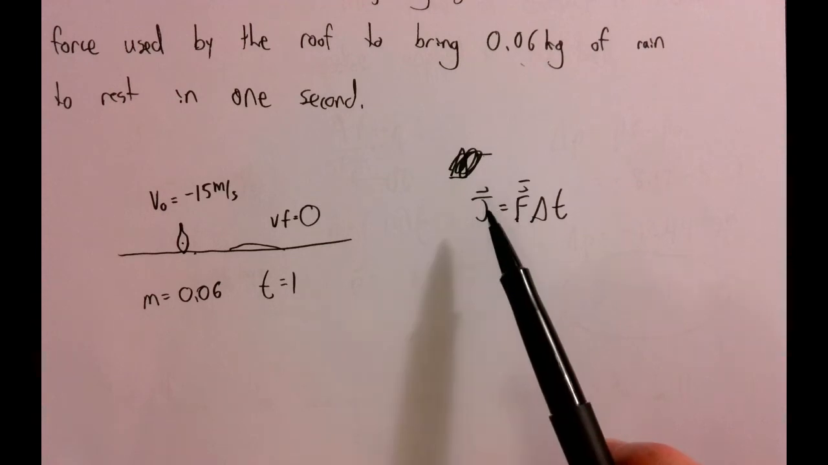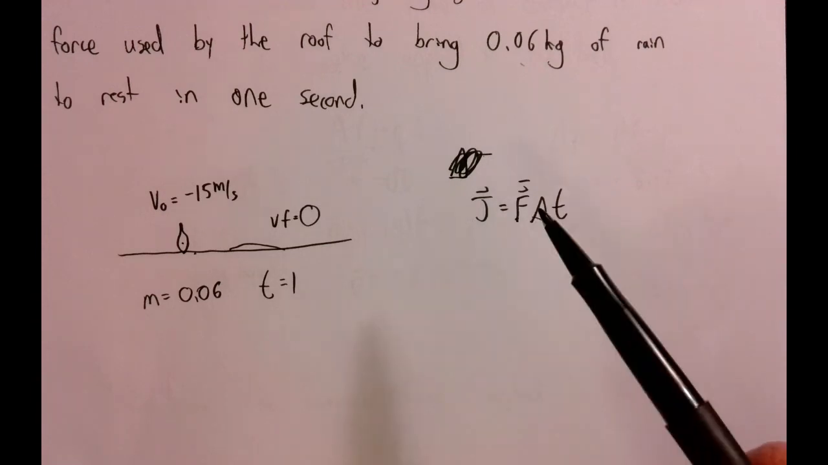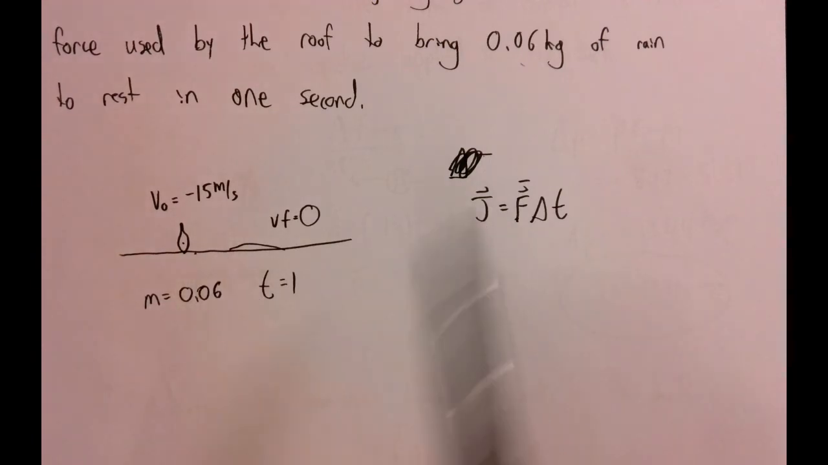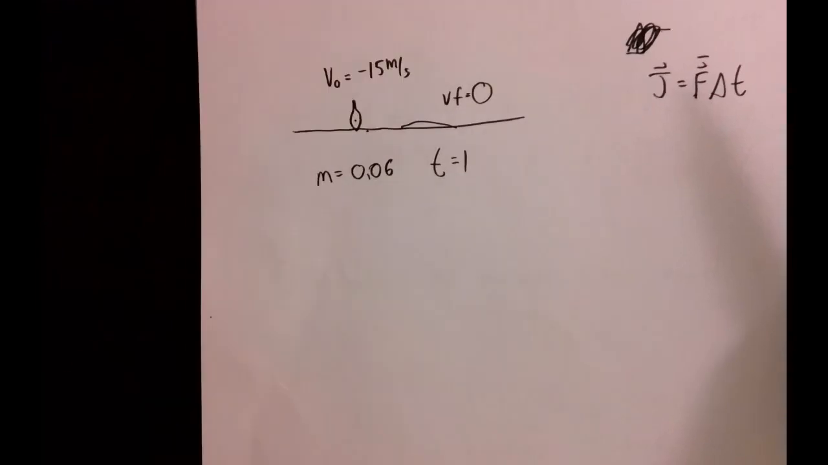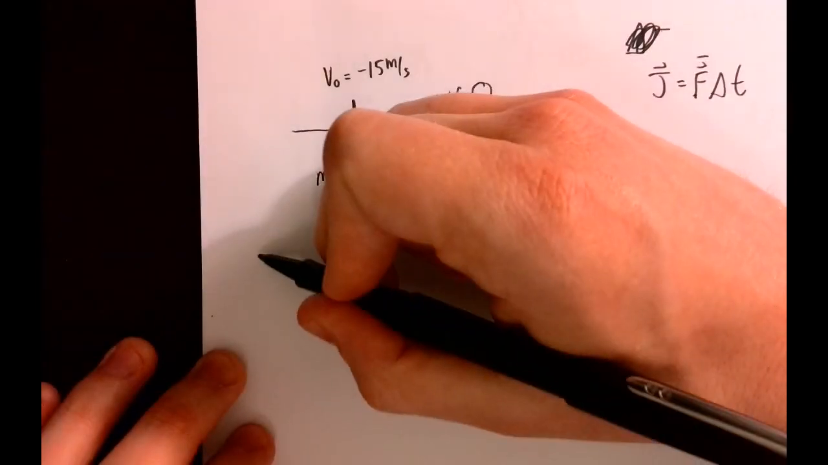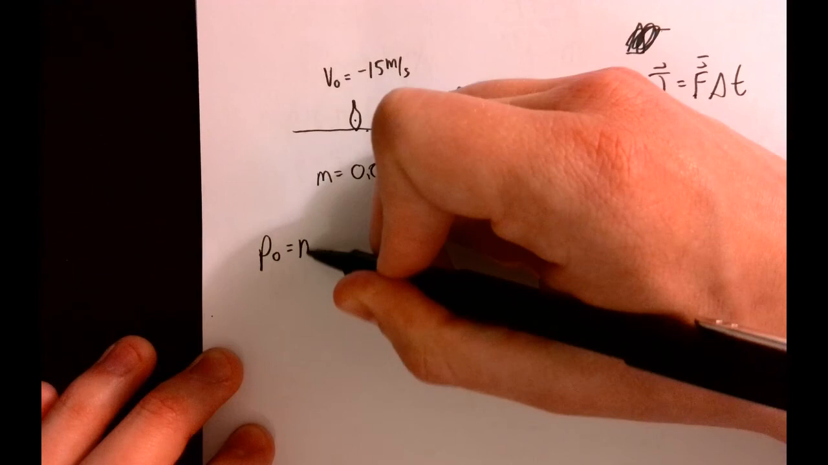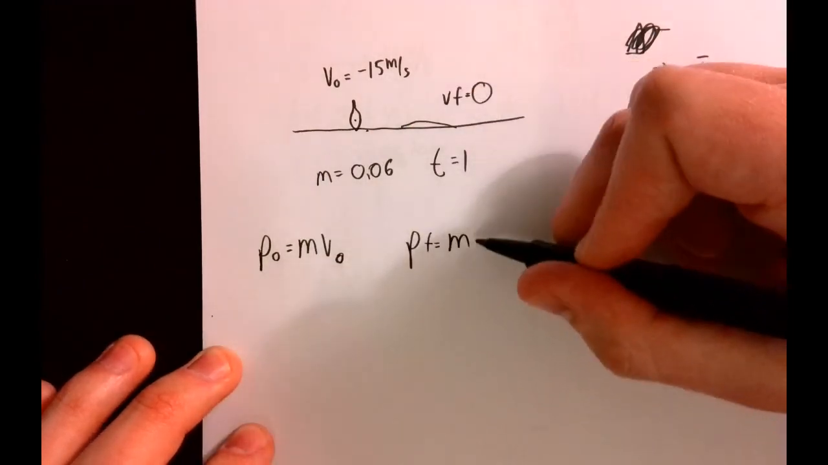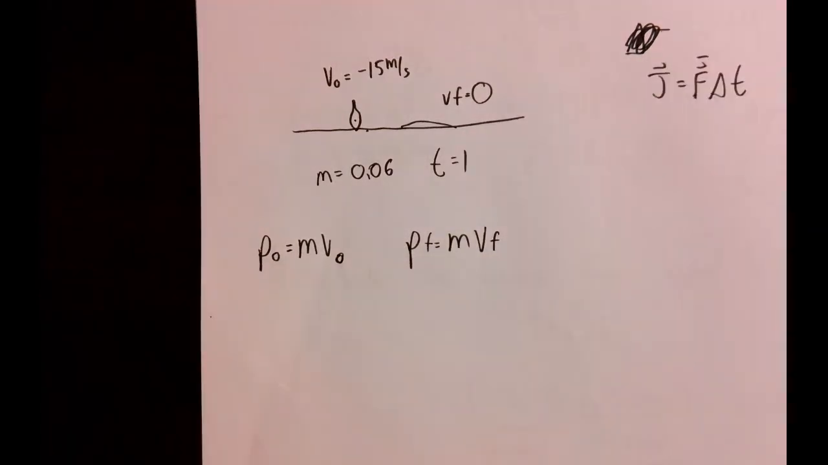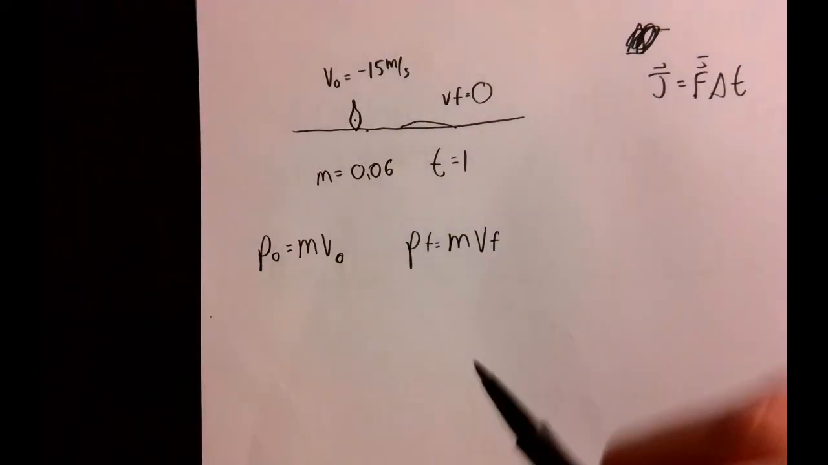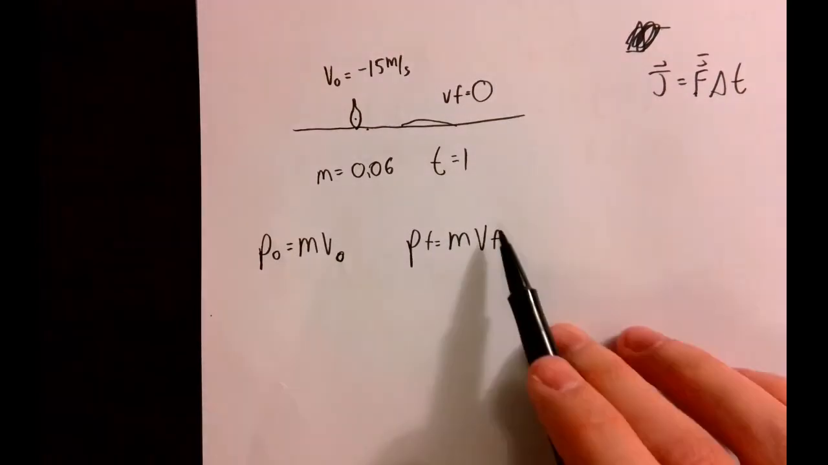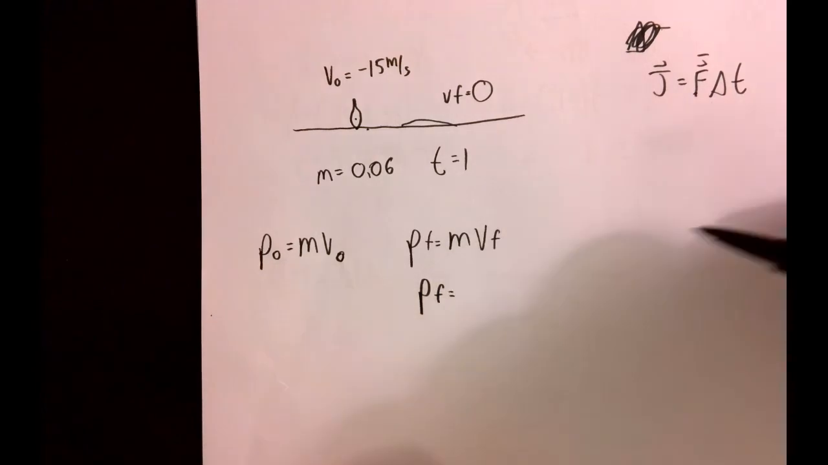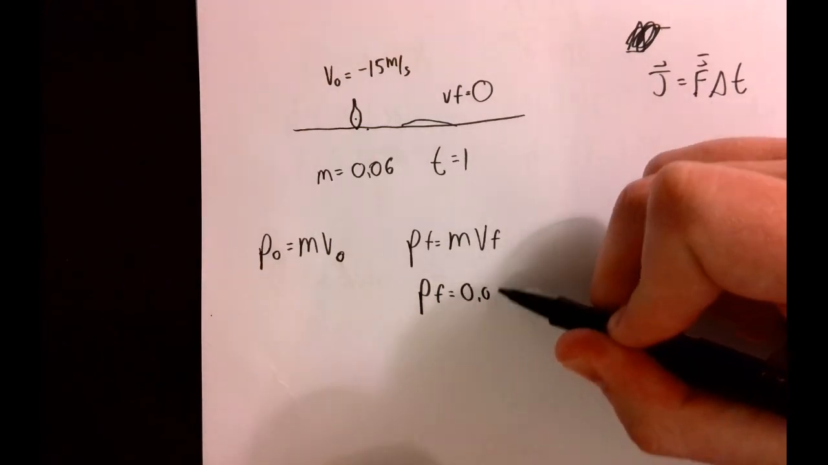So P initial is going to be mass times V initial. P final is going to be mass times V final. P final is easy because one of these is 0. Do you know which one? That's right, this one's 0. Final velocity is 0 for the raindrop because the roof of the car is stopping it. So that's pretty easy for us. P final is 0.